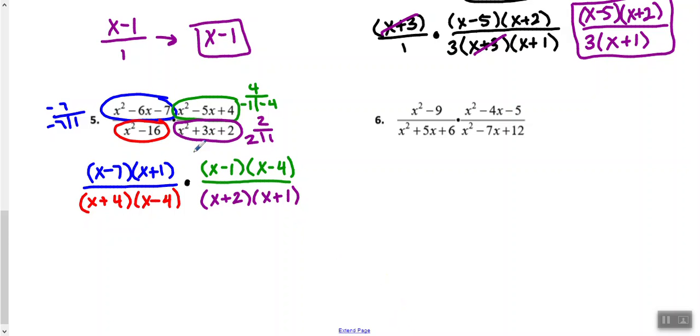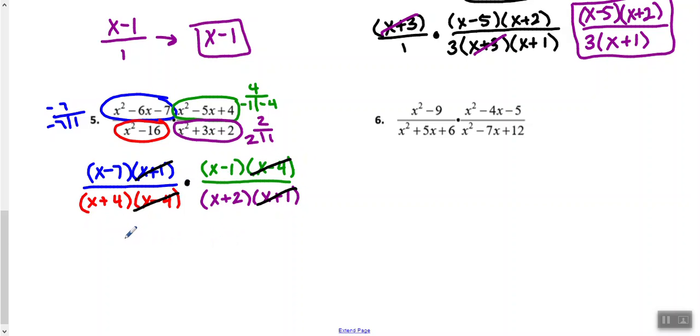So now that everything is factored, I'm looking to see what I can cancel. Remember, they have to be exactly the same, one on the top, one on the bottom. So x minus 7 is on the top. There is no x minus 7 on the bottom. X plus 1 on the top, and I do have an x plus 1 on the bottom. X minus 1, nothing on the bottom, x minus 4, and x minus 4.